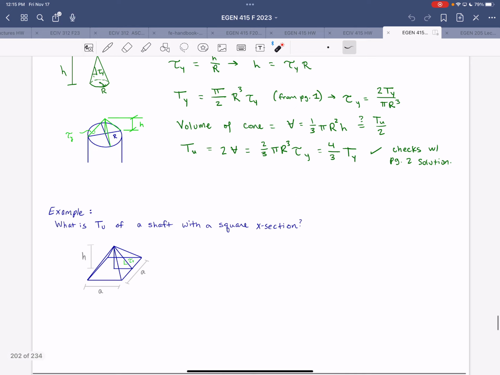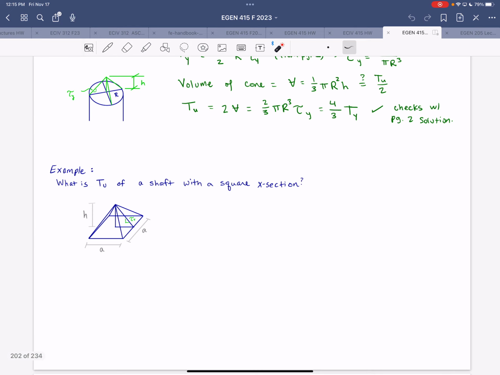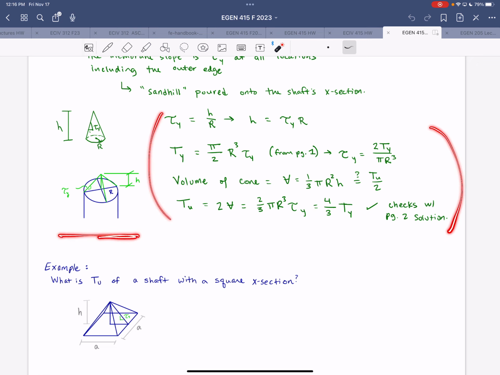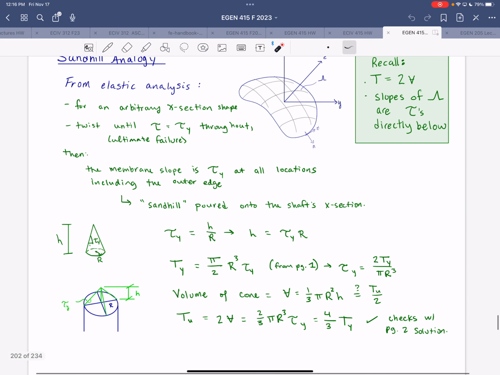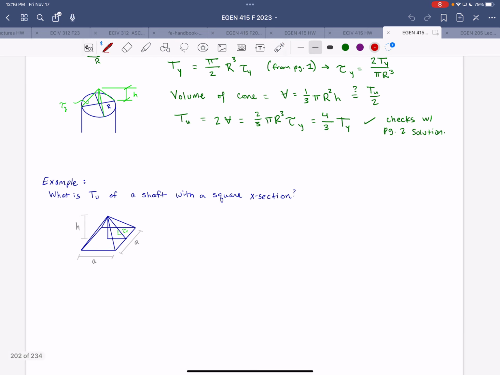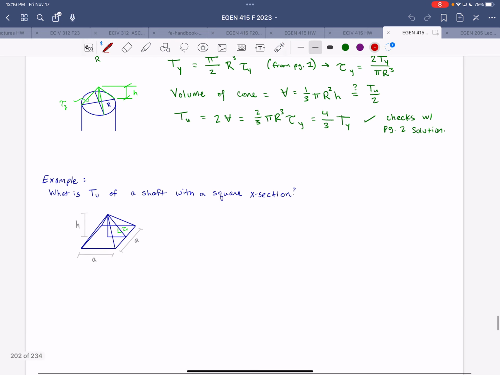So, all right, we were just demonstrating how the sandhill analogy is valid because it checks out with our circular cross-section. And now we will go ahead and apply it to a non-circular shape. So we want to know what is the ultimate torque of a shaft that has a square cross-section, assuming that it's a solid section. Then, applying the sandhill analogy, we would end up with a pyramid with a square base in this case.